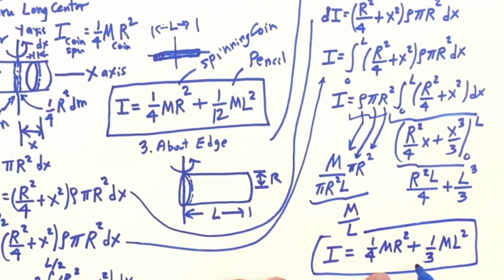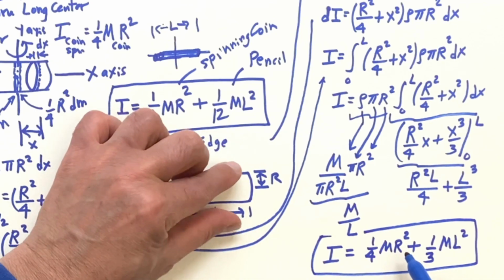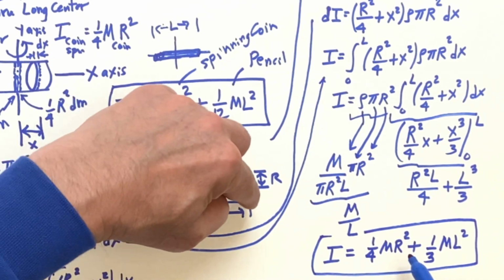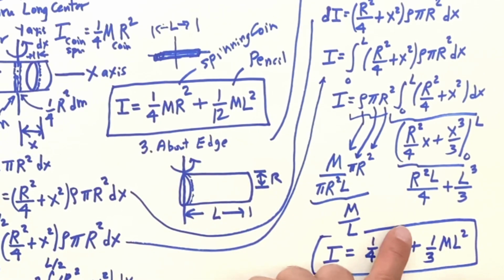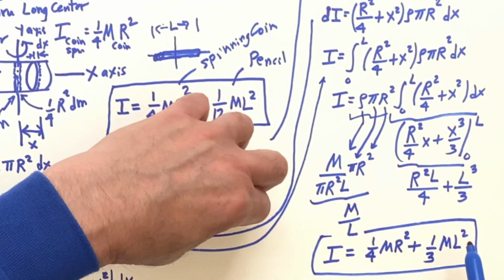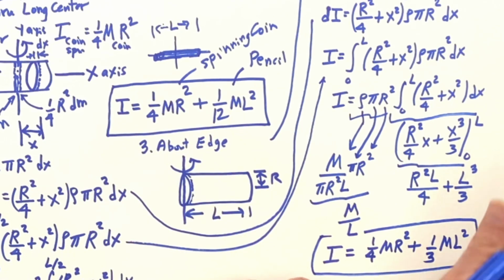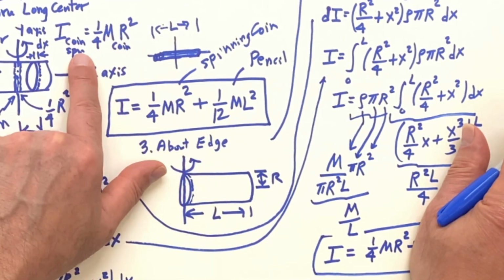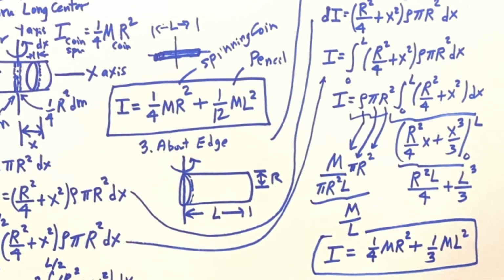And guess what? If we let the r become 0, we have a little pencil or rod going around, and that would leave us with 1/3 m L squared. We already did the pencil along the edge. That's what that would be. If the L becomes very, very small, we have the spinning coin, which is the 1/4 m r squared for the spinning coin. So the formulas check out very nicely.